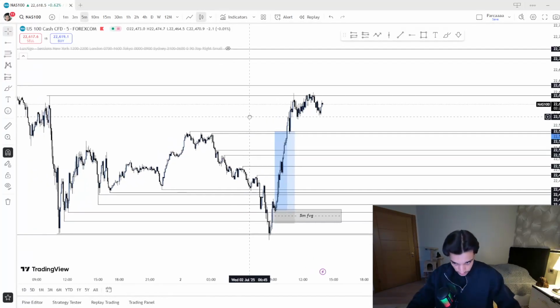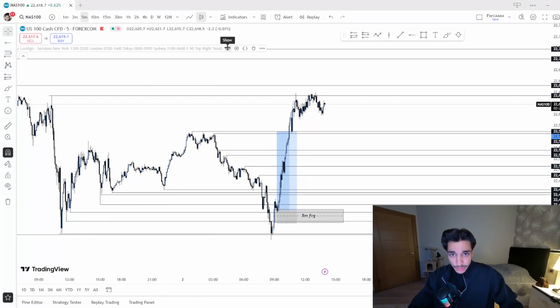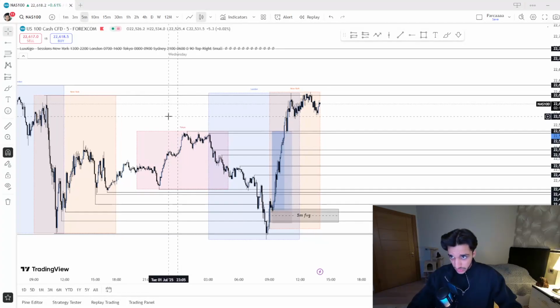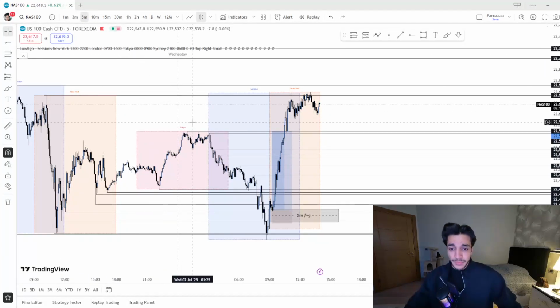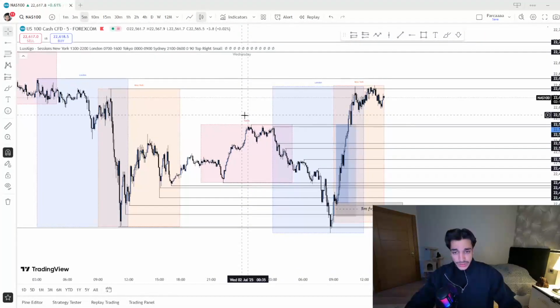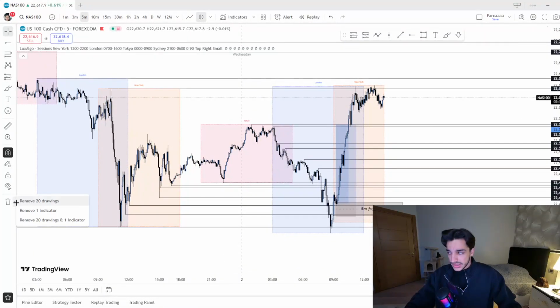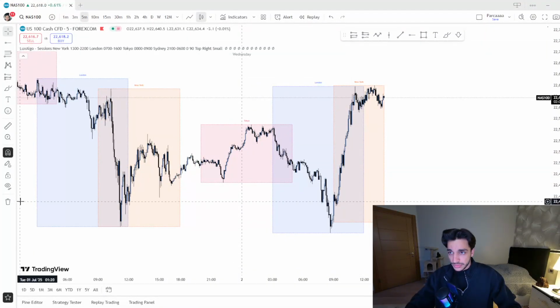So what do we see here? I'm going to open my session indicator. It's totally free, by the way. It's named something like Algo Sessions New York. All right, so I'm going to start from the beginning.